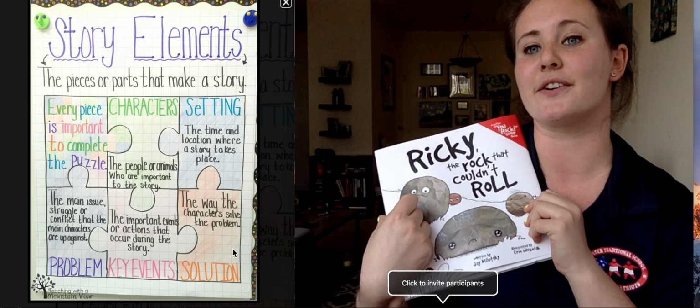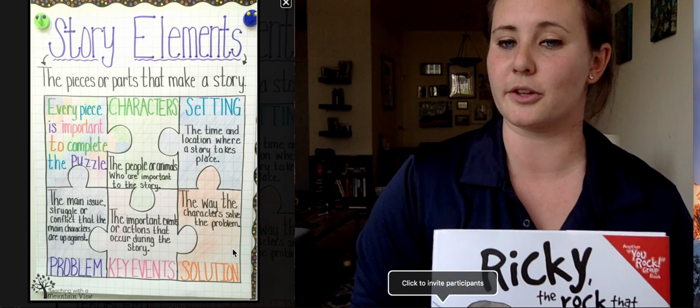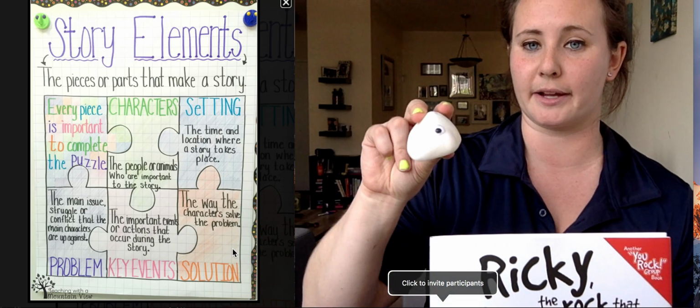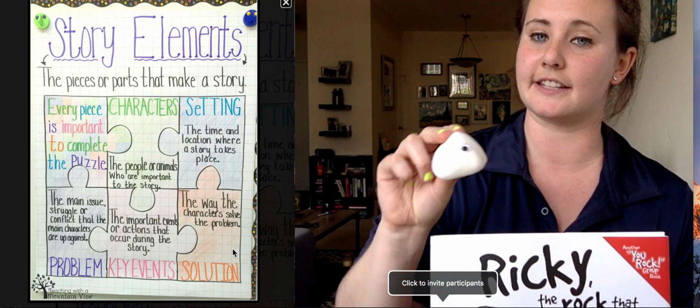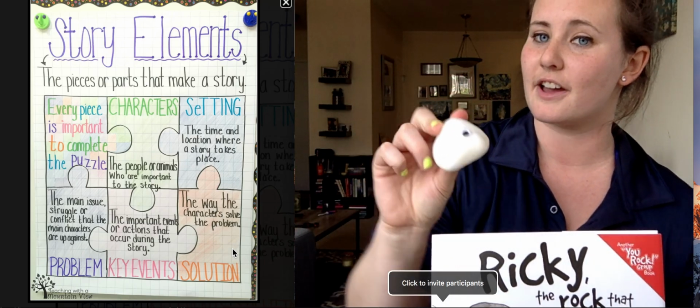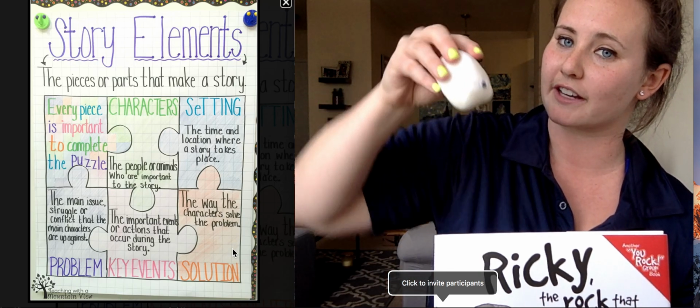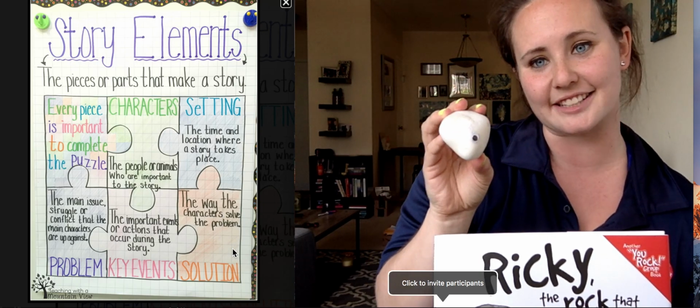Alright guys, so there was our little mini lesson on story elements. The last thing I want to share with you before we go is I have my own Ricky the Rock. He did have 2 eyes, and now he has 1 because 1 fell off. But here's my Ricky the Rock. Maybe when you're at home, you can make your own Ricky the Rock and see what he can do.